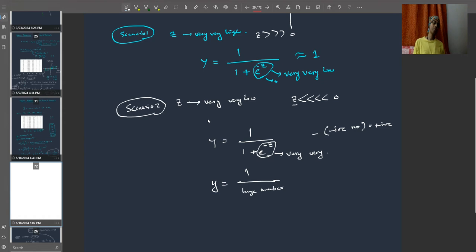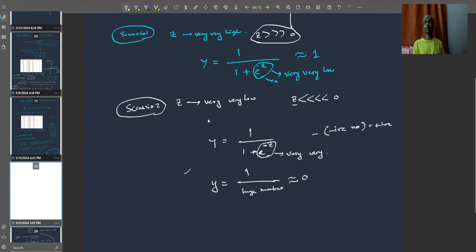Now 1 by a huge number is actually something very close to 0. It does not become exactly 0, but it comes close to 0, while remaining within the boundaries of 0. So whether z goes far beyond 0 on the positive side, becoming a very high positive number, y remains within 1. When it becomes a very, very huge negative number, it remains within 0. So whatever the value of z, y oscillates between 0 and 1. It never breaches the boundaries of 0 and 1.